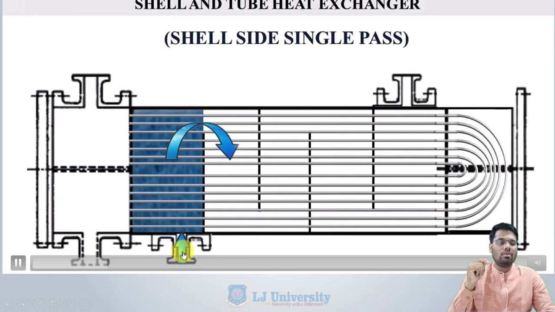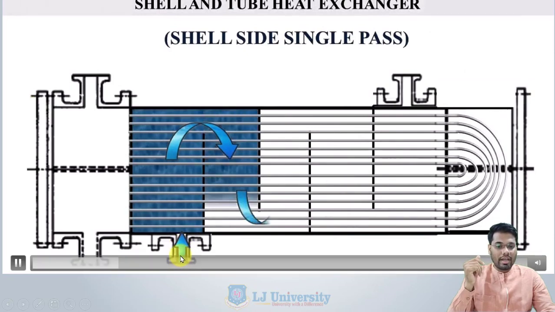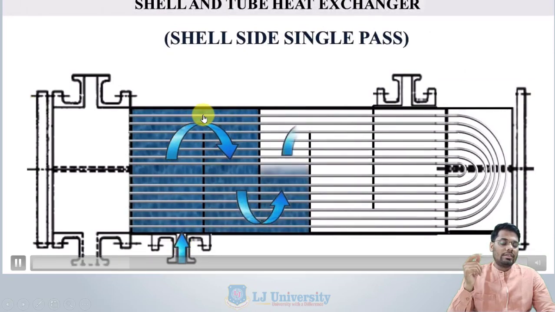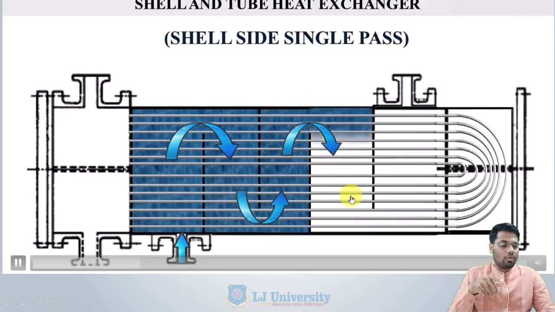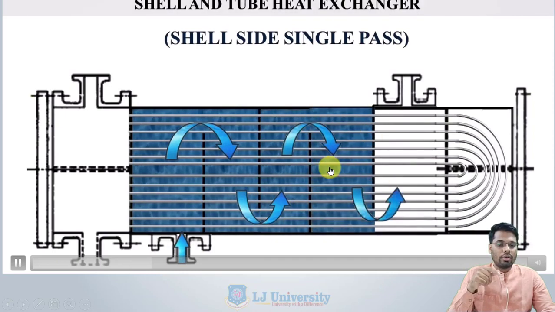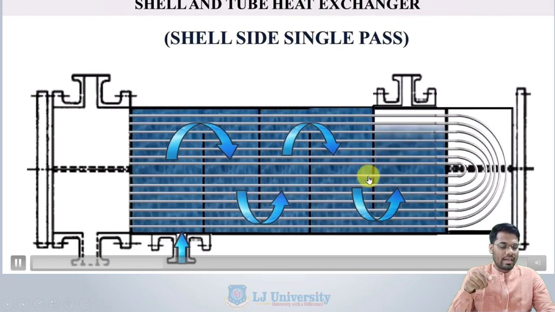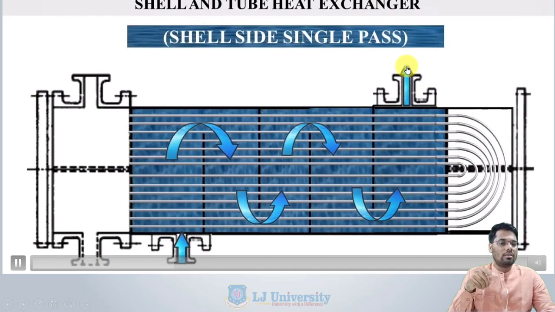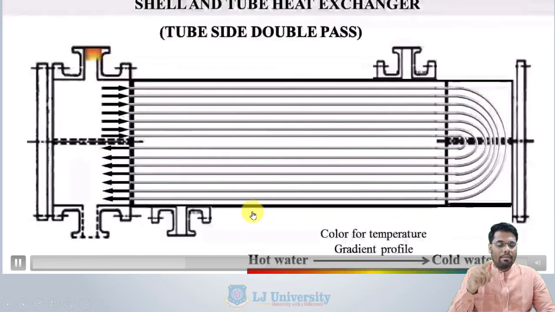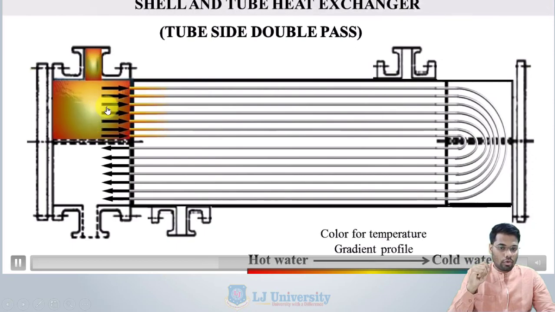Okay, so there is one fluid, suppose cold fluid, which is going to take entry from this side. It is going to flow over the surface of the tube. These baffles are going to guide the fluid to flow in this direction and take exit from this nozzle. Simultaneously, hot fluid is going to take entry from this nozzle. It is going to flow from inside these tubes, take a U-turn from this U-tube bend, and exit from this nozzle.